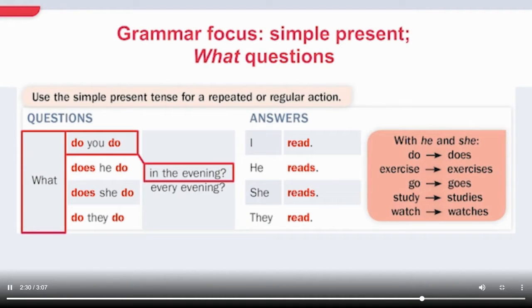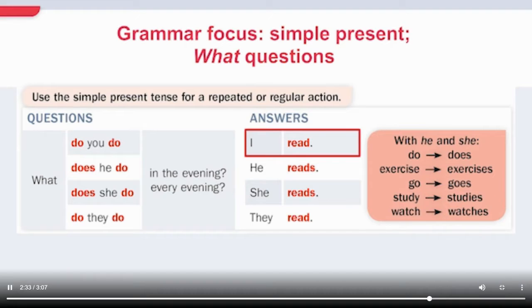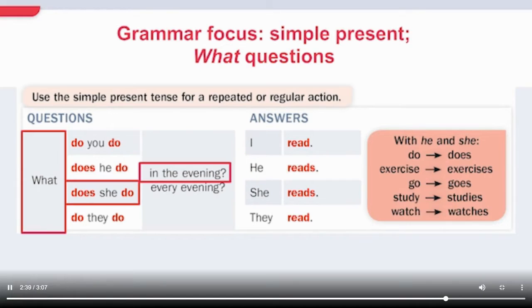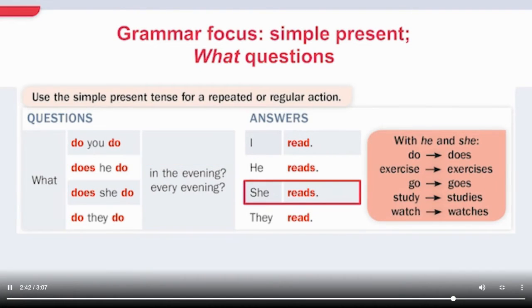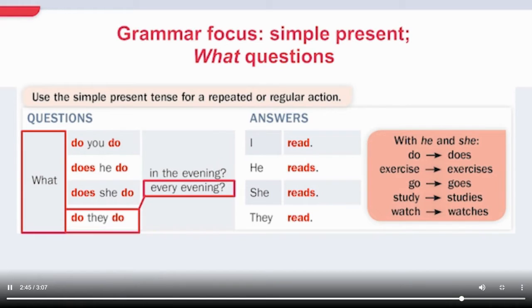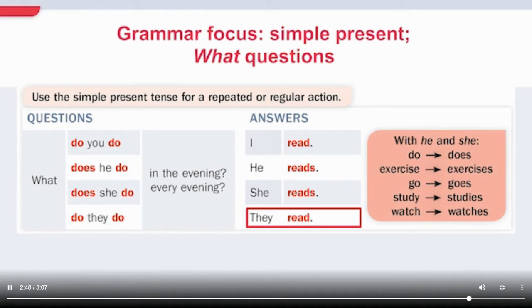Let's review. What do you do in the evening? I read. What does he do every evening? He reads. What does she do in the evening? She reads. What do they do every evening? They read. With he and she, do becomes does. Exercise becomes exercises. Go becomes goes. Study becomes studies. Watch becomes watches. All right.